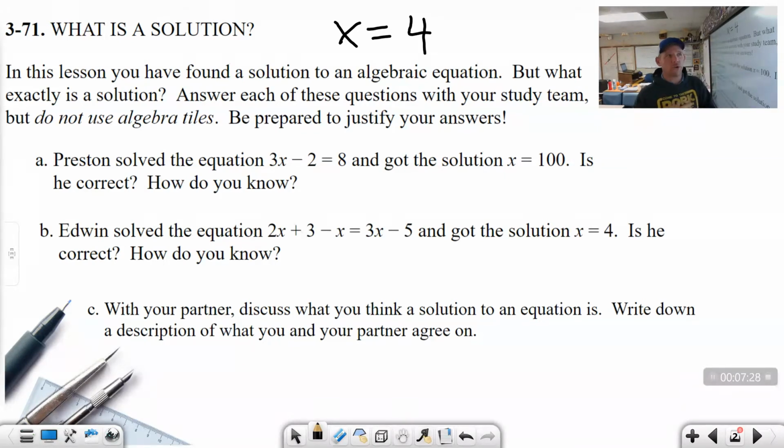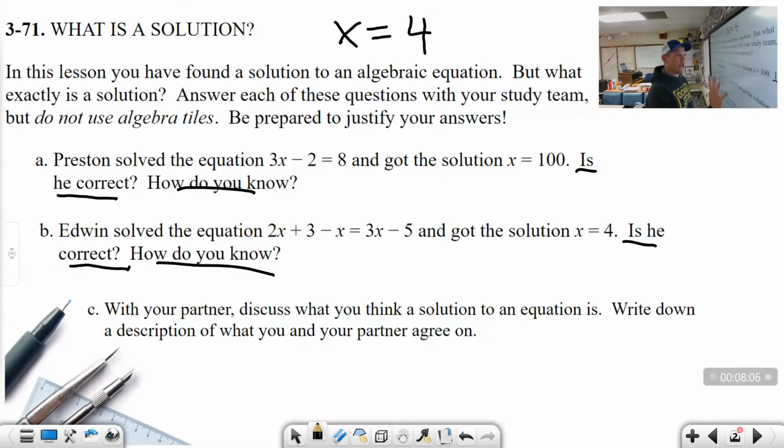So here's what you are going to do at home. You're going to read A, B, and C, and then you are going to decide, is he correct? How do you know? Your answer should sound a lot like this: he is correct because, or he is not correct because. I want you to answer A, B, and C on your own. Pause the video now.